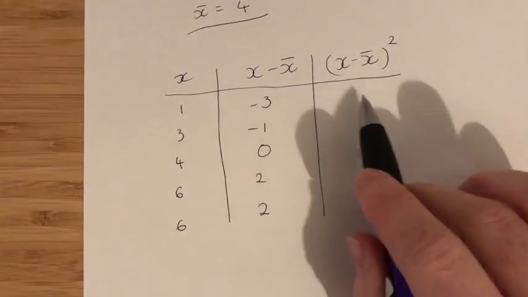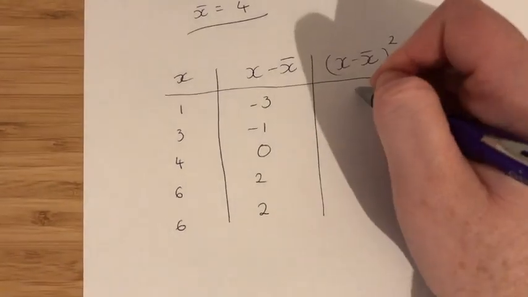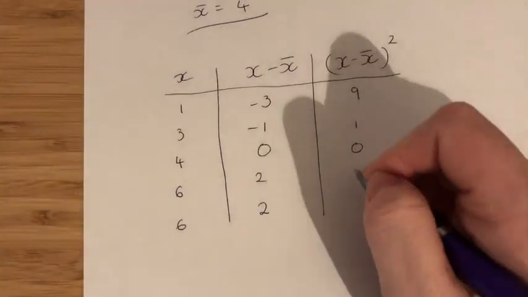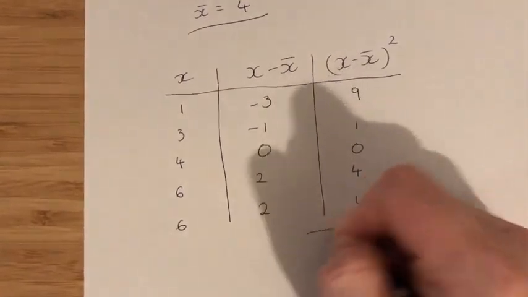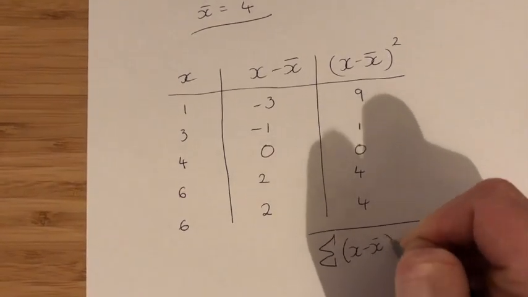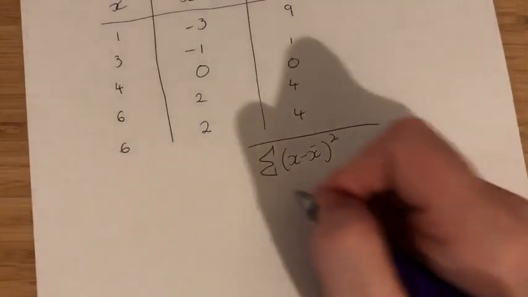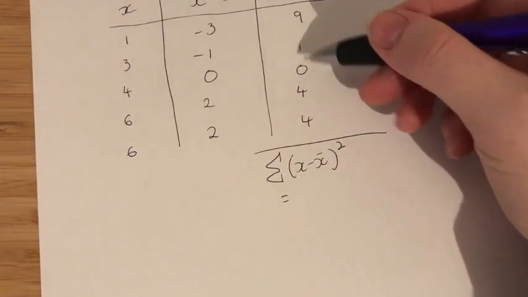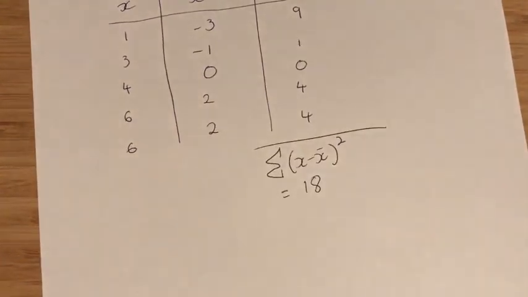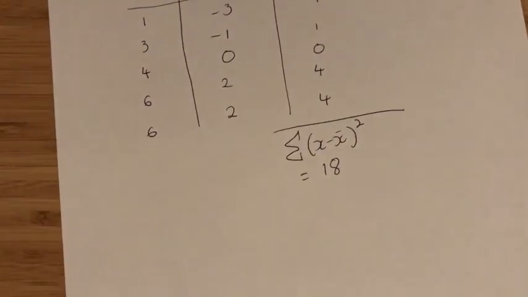Now square each of these. Remember, these need to be positive. Negative 3 squared is 9. Negative 1 squared is 1. 0. 2 squared is 4. And 2 squared is 4. So we can now get to the sum of x minus the mean squared, which equals 9 plus 1 is 10, plus 4 is 14, plus another 4, 18. So we have it in this value now.